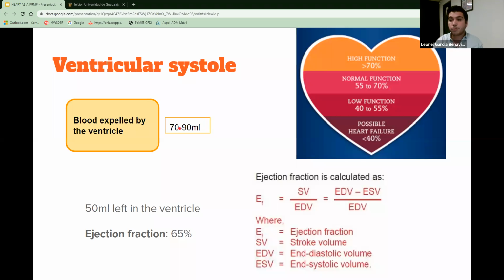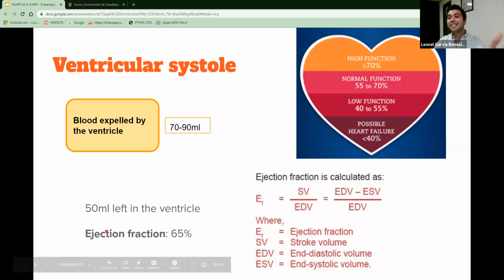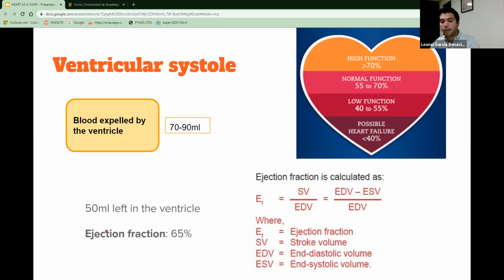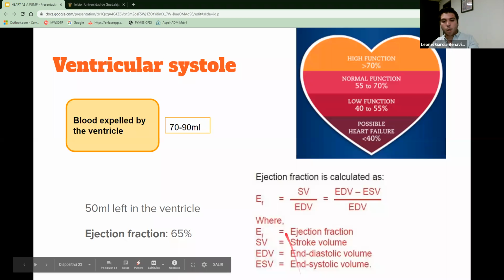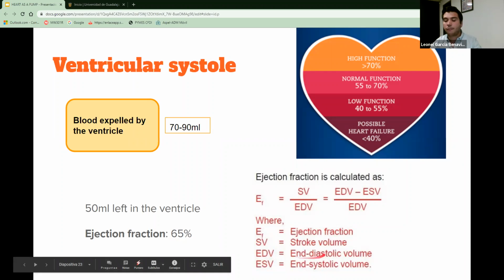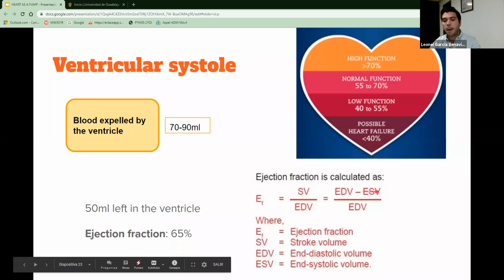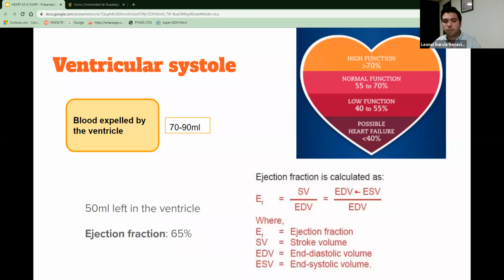So it could be like 100, 110 maybe, but the normal is 70 to 90. So the ejection fraction is a percentage. It's about 60 to 70% of the end diastolic volume, okay? So as we can see, the ejection fraction is calculated as stroke volume divided by the end diastolic volume. Stroke volume, remember, is the volume that's being pushed over. And what's stroke volume again? Stroke volume is the end diastolic volume minus the end systolic volume.